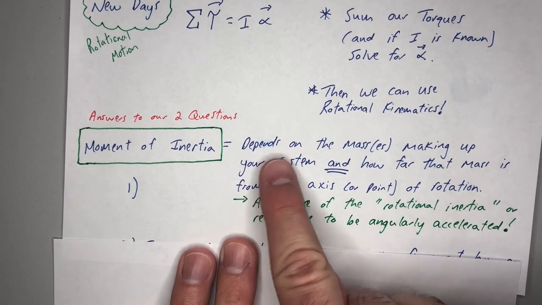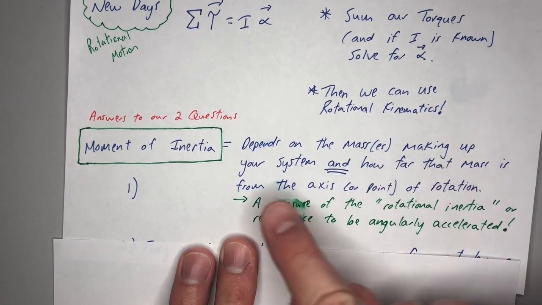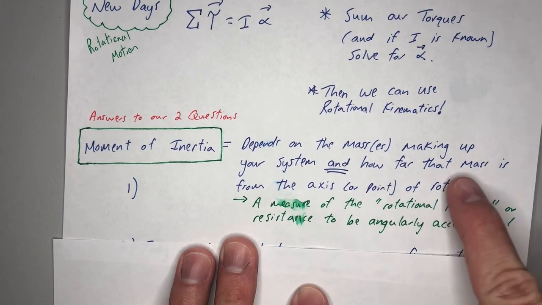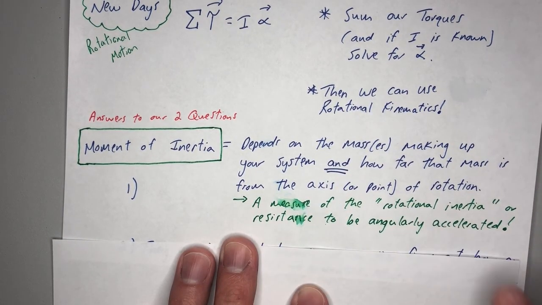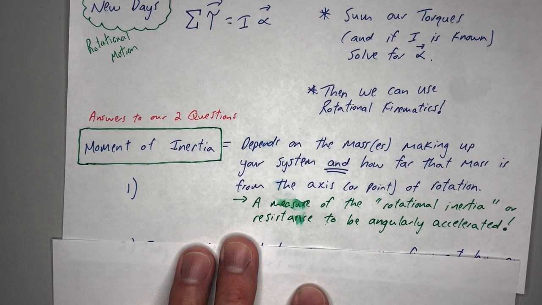The moment of inertia depends on the mass or masses making up your system and how far that mass is from the axis or point of rotation. Short answer: a moment of inertia depends on mass, but it also depends on where that mass is relative to the point of rotation or the axis of rotation. So that's very, very important to know.